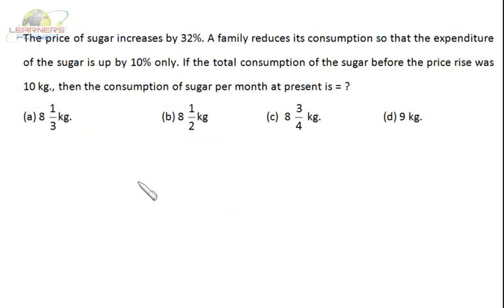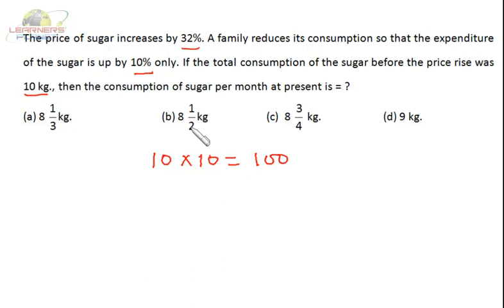Now in this question, the price of sugar increases by 32%. A family reduces its consumption so that the expenditure on sugar is up by 10% only. So the original consumption was 10 kilogram. We need to find out the new consumption. Once again, price, let's assume it to be 10, and the quantity I'm just taking as 10. So the total monthly budget is 100 rupees.